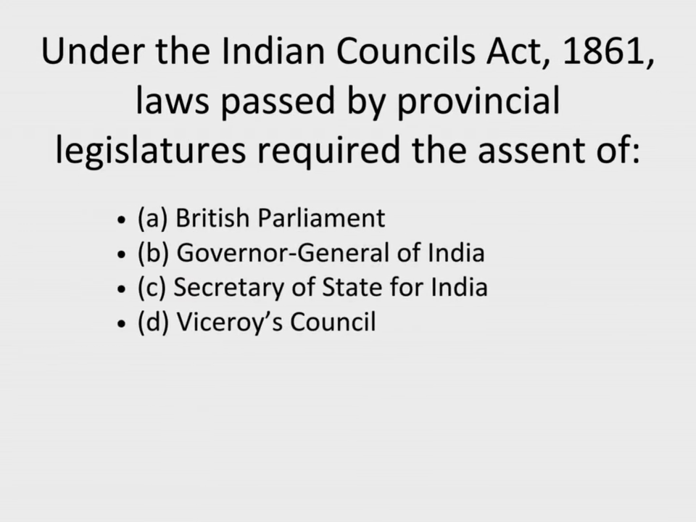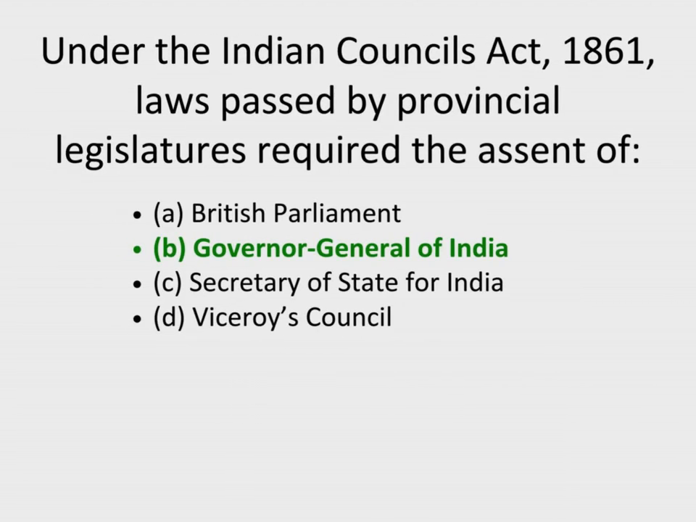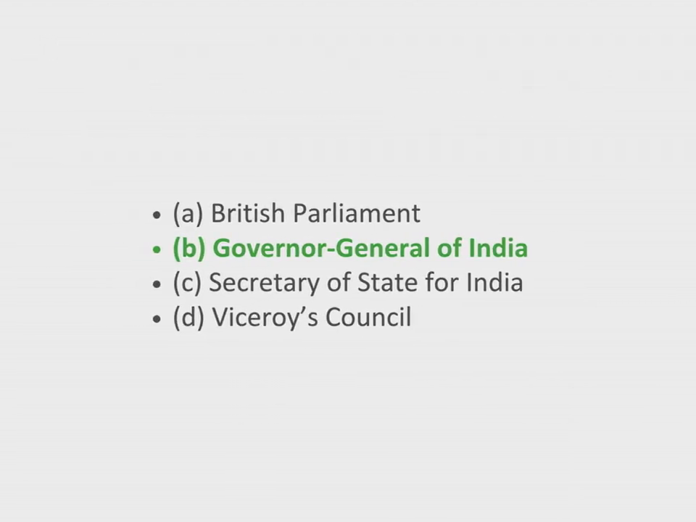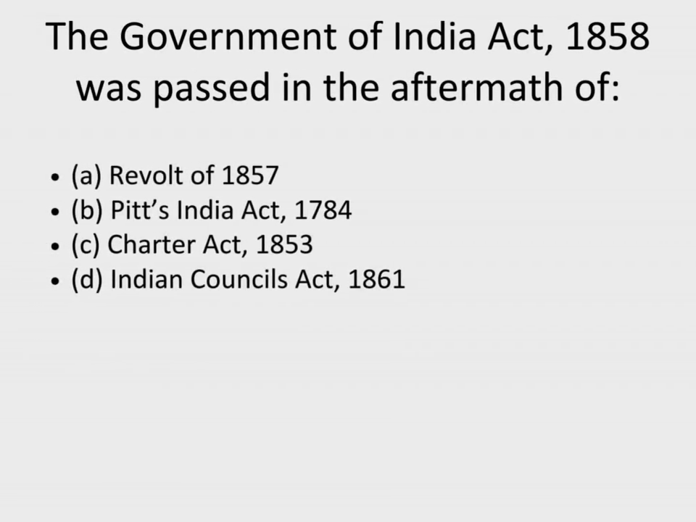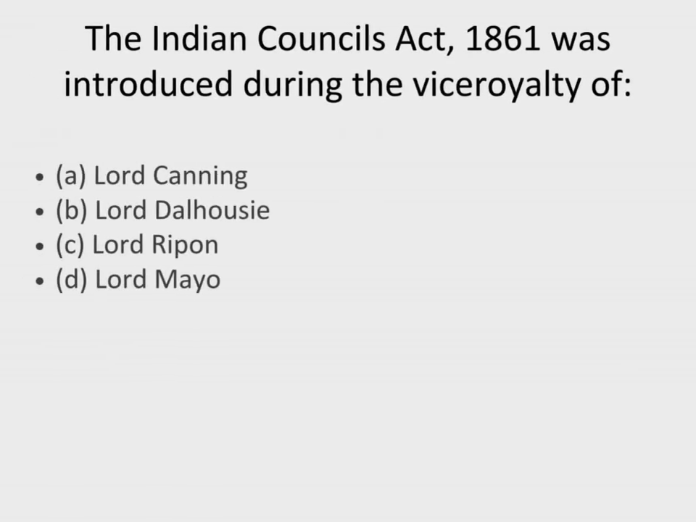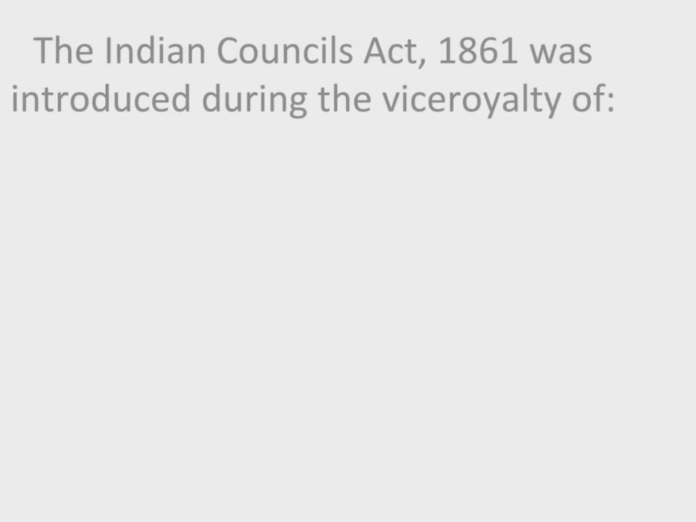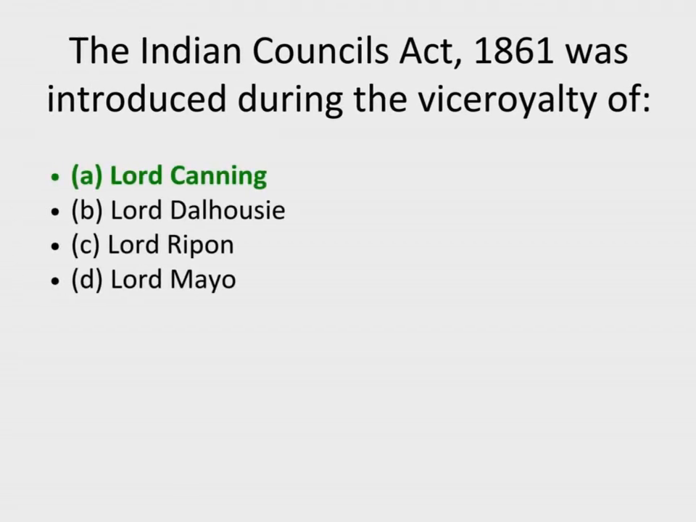23. Under the Indian Councils Act, 1861, laws passed by provincial legislatures required the assent of. Correct answer, B. Governor-General of India. 24. The Government of India Act, 1858 was passed in the aftermath of. Correct answer, A. Revolt of 1857. 25. The Indian Councils Act, 1861 was introduced during the Viceroyalty of. Correct answer, A. Lord Canning.